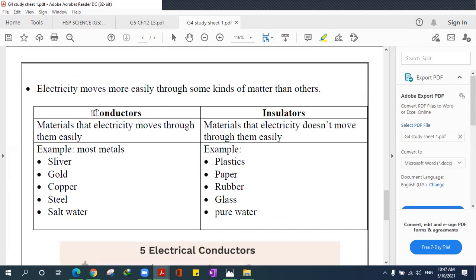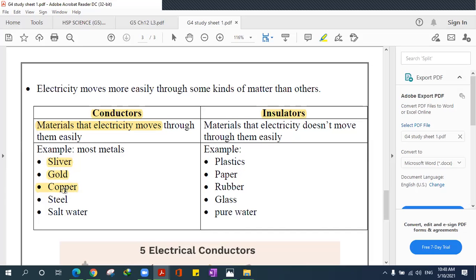Then we have two words, conductors and insulators. The conductors are the materials that we can use that allow electricity to move through them. Do you remember when we added some objects in the circuit, like the salt water, the copper? So these materials can be conductors, which means allowing electricity to move through them easily, just like silver, gold, copper, steel, and actually salt water.